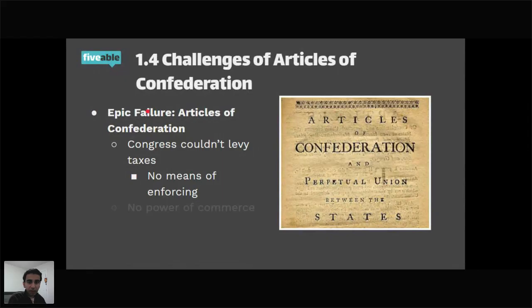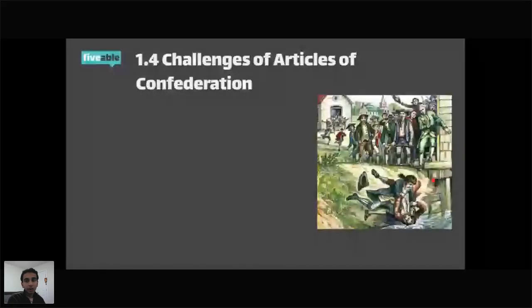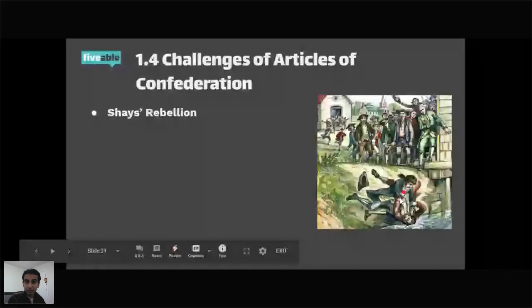No power of commerce, and then in order to change, there had to be a unanimous vote, which again, 100% is so rare now, and I would assume it was the same then.